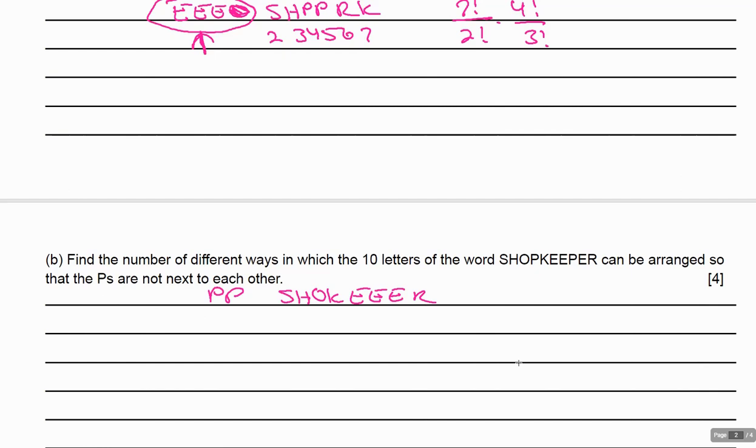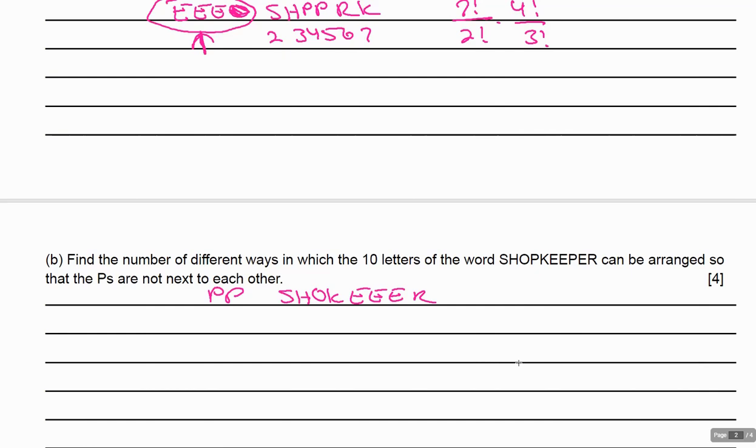Does that make sense? But when there's only 2, there's only one way. If they're not together, that means they're separated. If I have 3 E's and they're not together, well, that could mean there's 2 E's. Does that make sense?